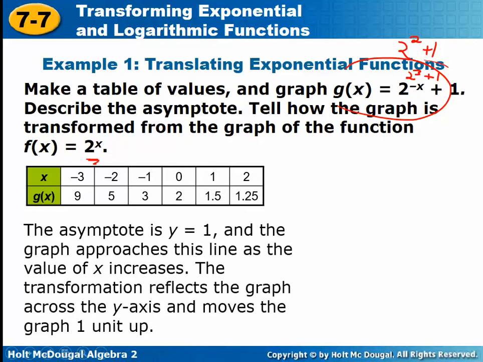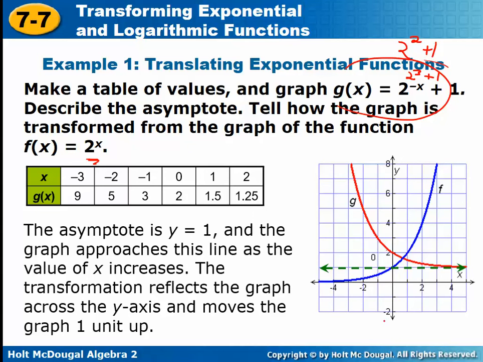And you can plot those points, and if you keep graphing, you can see that it's getting really close to 1, but it never is going to reach 1, and we'll see that on the graph even better. So here, the red is g, and the asymptote is x equals 1.